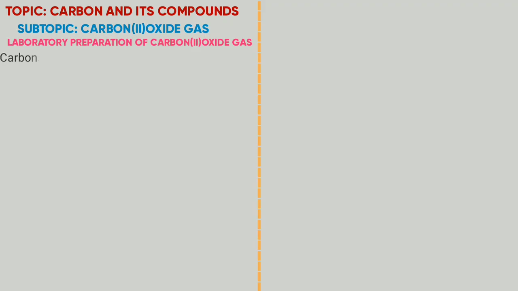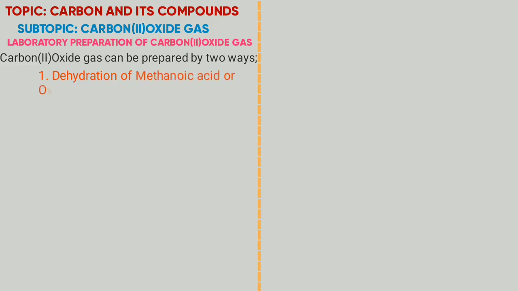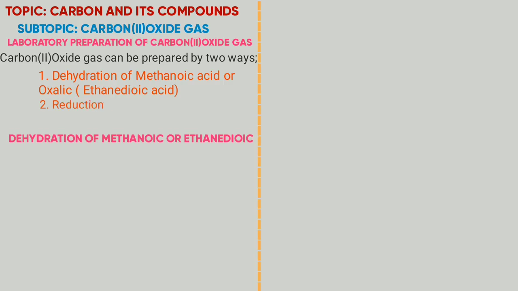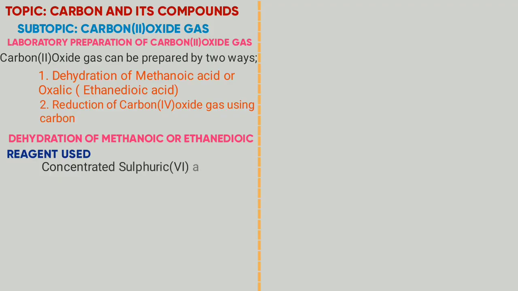Now carbon-2 oxide can be prepared in two ways: one, dehydration of methanoic acid or oxalic acid; two, reduction of carbon-4 oxide using coke, that is carbon. So the first method, which is dehydration of ethanoic or methanoic acid, the reagent used here is concentrated sulfuric acid, which acts as a dehydrating agent.